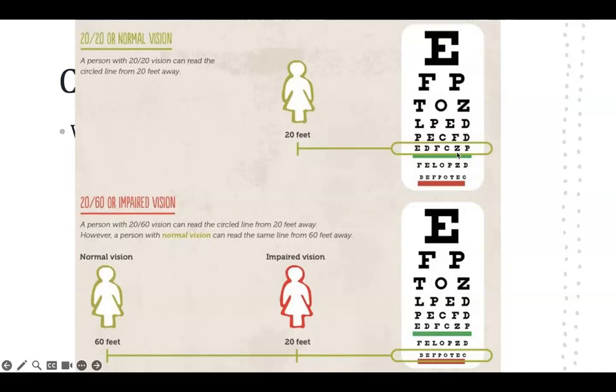Somebody with 20/60 vision, on the other hand, can read at 20 feet away what a person with 20/20 vision could read at 60 feet away. So it's a little bit different than maybe what you thought it meant, but pretty interesting to see how that works. You can take a picture of this if you'd like to help you in remembering that.